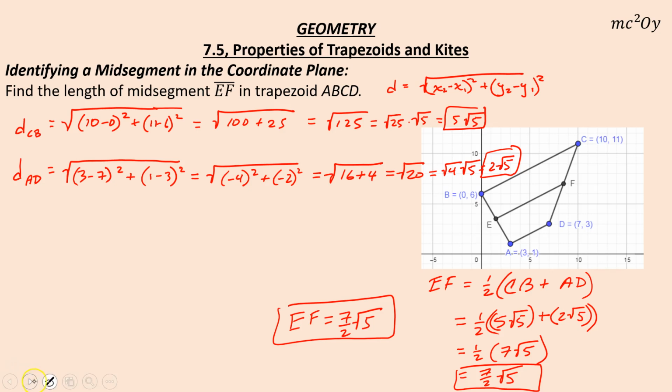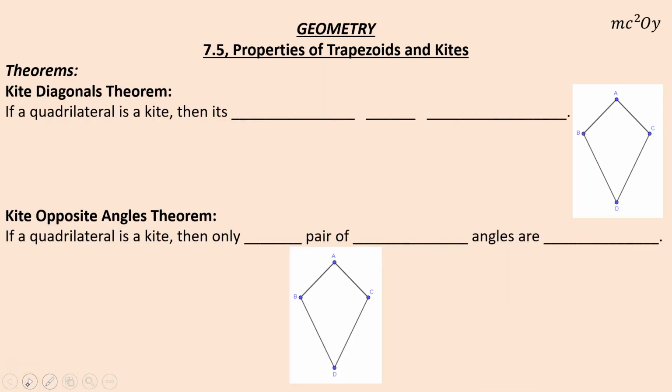Let's talk about one last thing, kites here. We already talked about one thing here, but let's talk about diagonals. If a quadrilateral is a kite, then its diagonals are actually perpendicular.